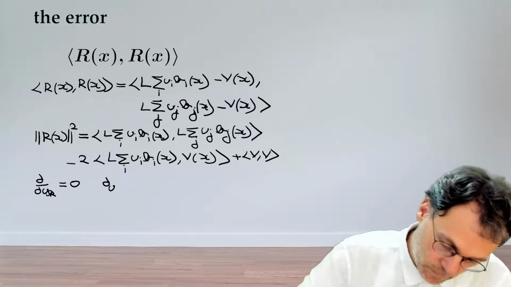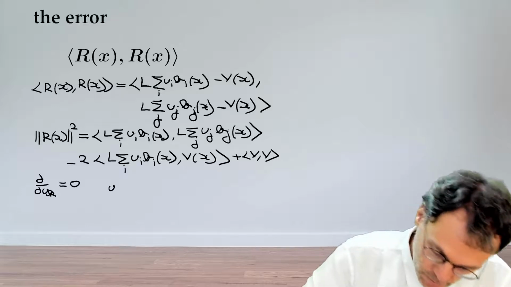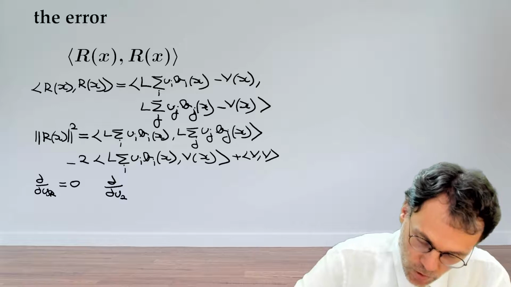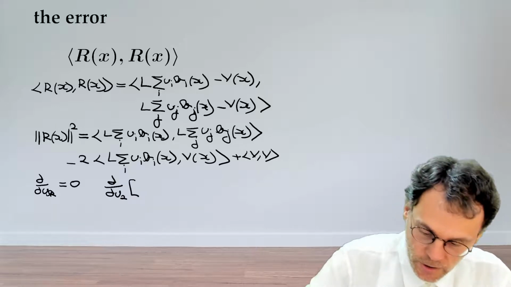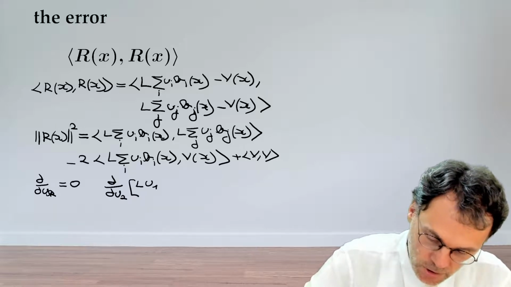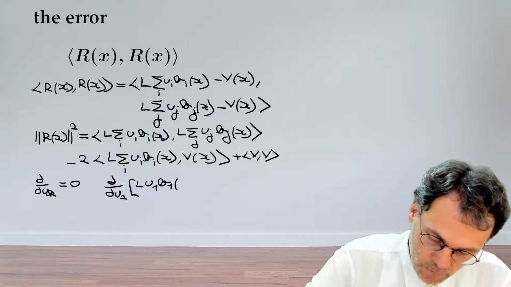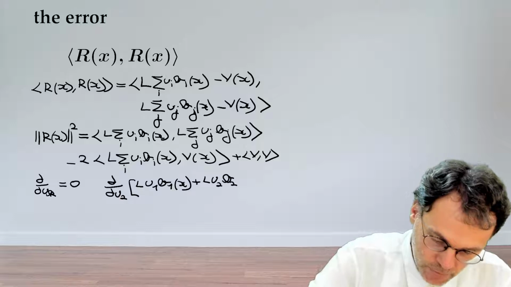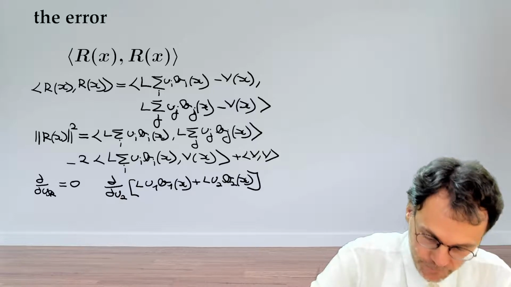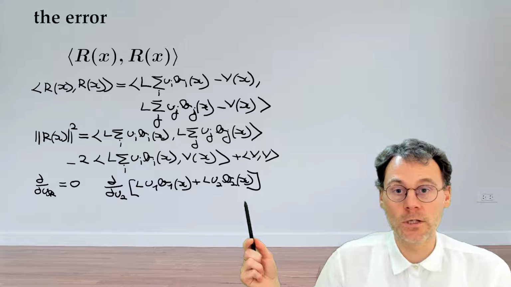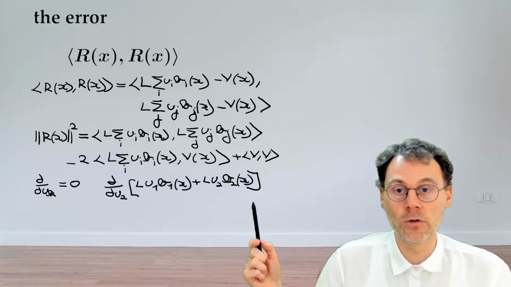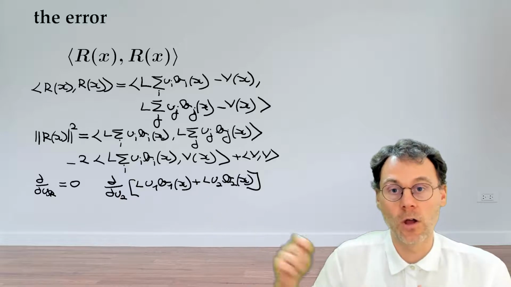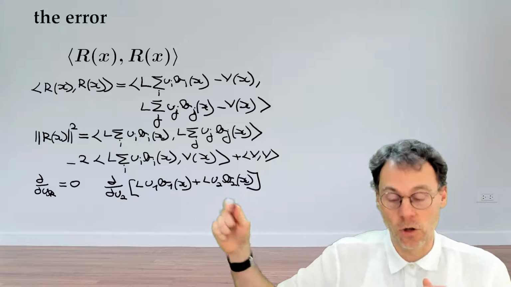So we have the derivative with respect to u_2 of a sum, and let's only take two terms in the sum, just as an example: L u_1 b_1(x) plus L u_2 b_2(x). Now, for the purposes of our partial derivative with respect to u_2, the only thing that matters and the only thing that varies is u_2 itself. All of the other stuff here is just constant.